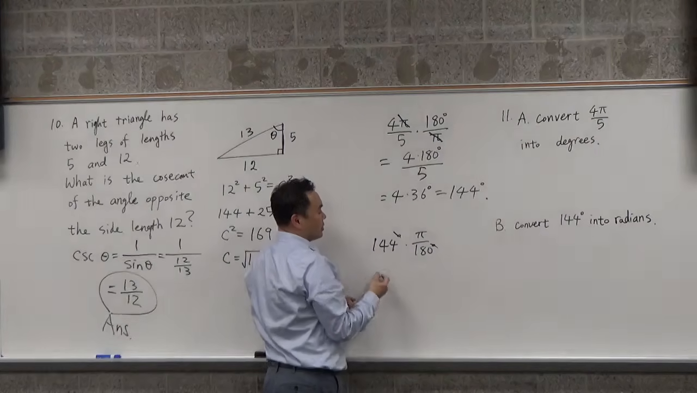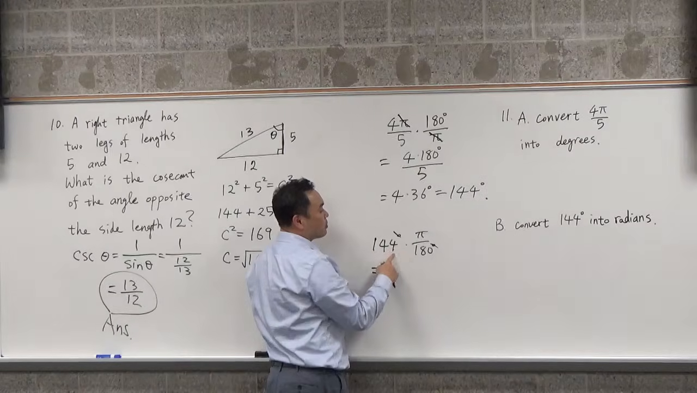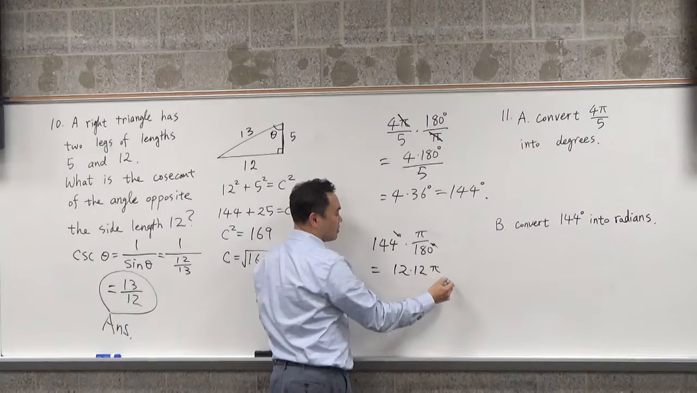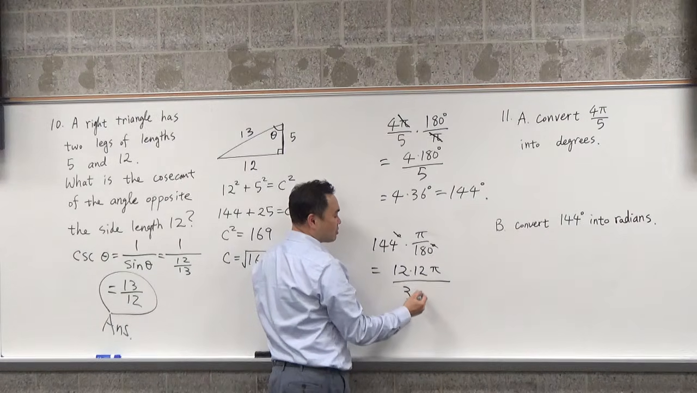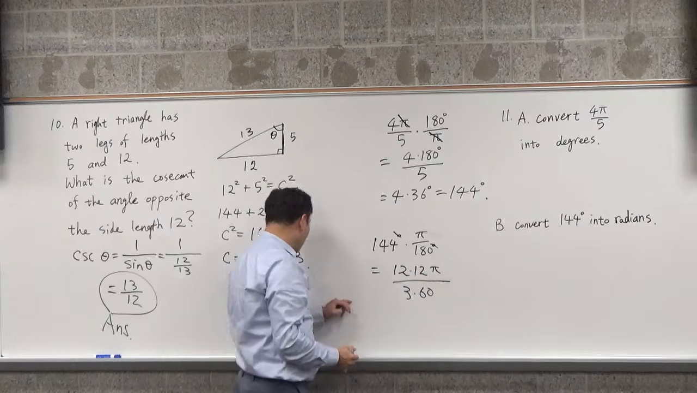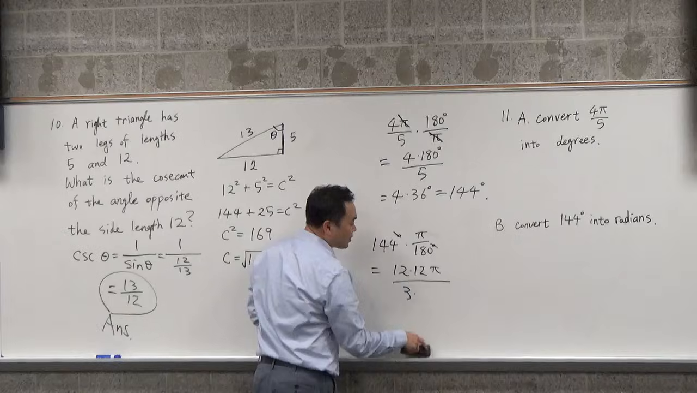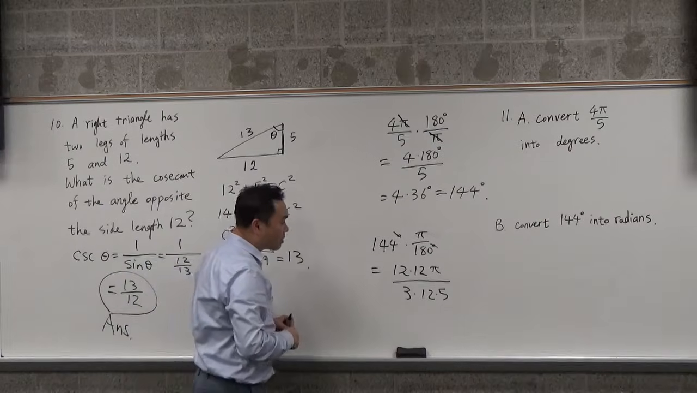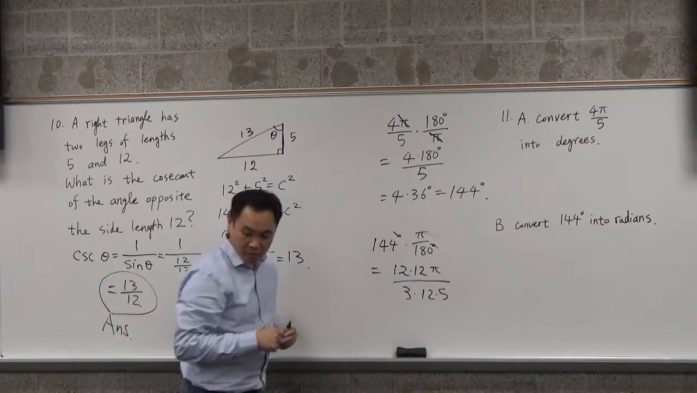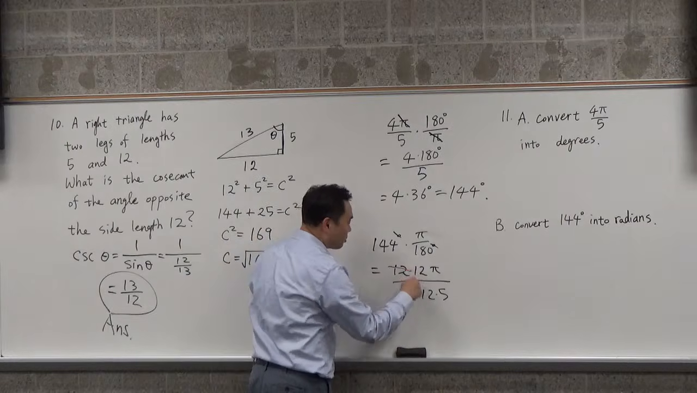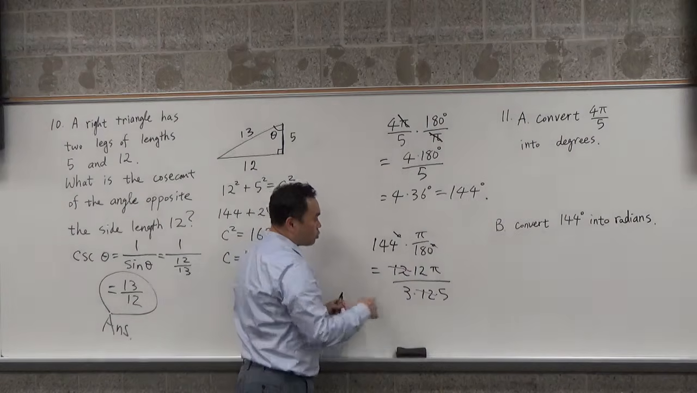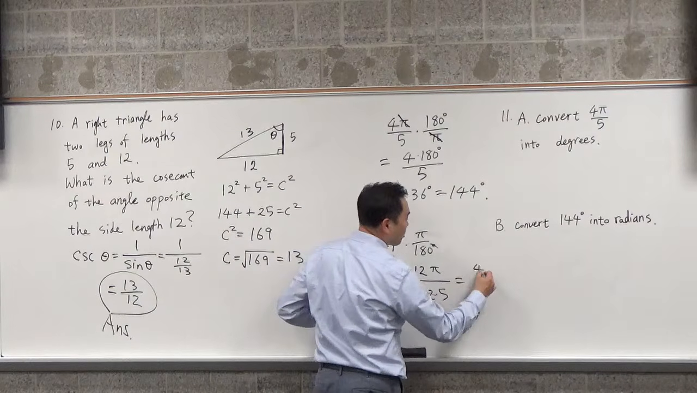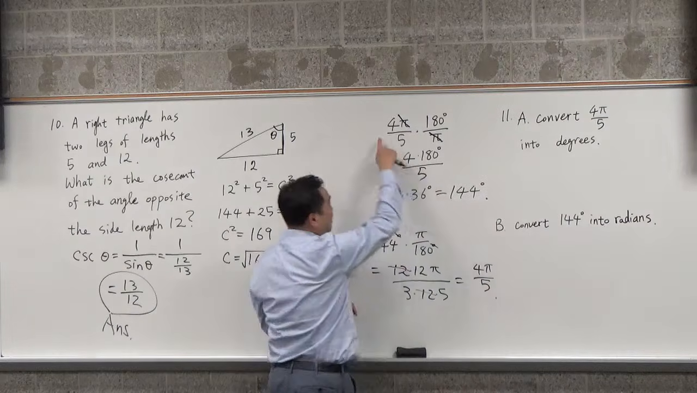Degrees cancel. And see, 144 and 180. 144 is 12 times 12. 180 is 3 times 60. But 60 is 12 times 5. And I like that because then I have 12 on the top and also 12 on the bottom, which I can cancel. Cancel those. And now you have 12 divided by 3. What's 12 divided by 3? 4. So you have 4 pi over 5, exactly same as what we started with.